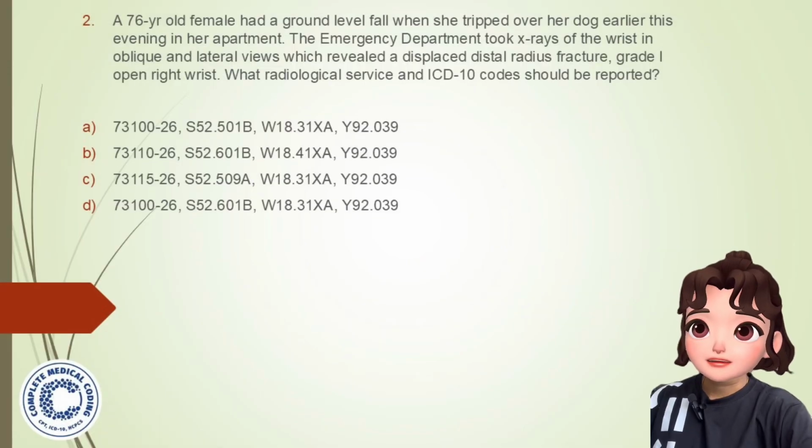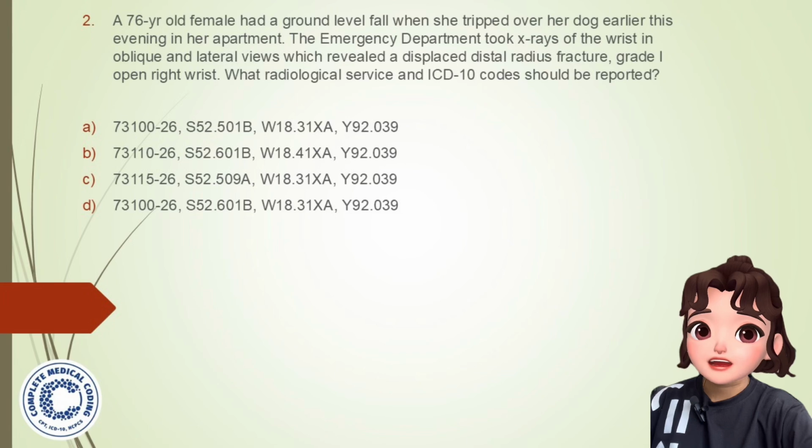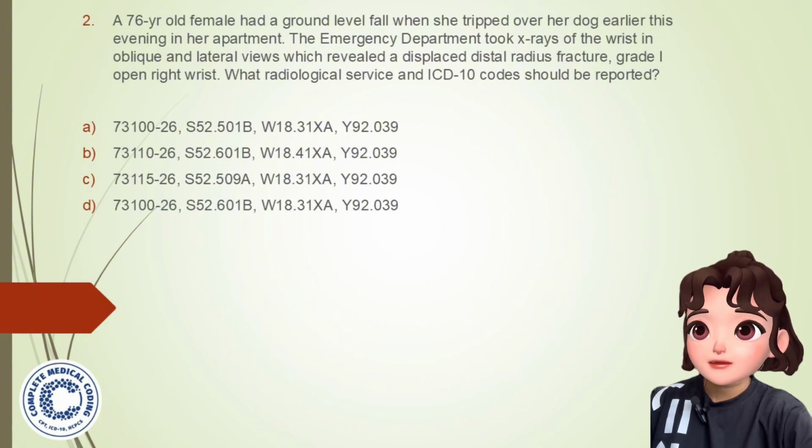Let's go to the second question. A 76-year-old female had a ground level fall when she tripped over her dog earlier this evening in her apartment. The emergency department took x-rays of the wrist in oblique and lateral views, which revealed a displaced distal radius fracture, grade 1 open right wrist. What radiological service and ICD-10 codes should be reported?